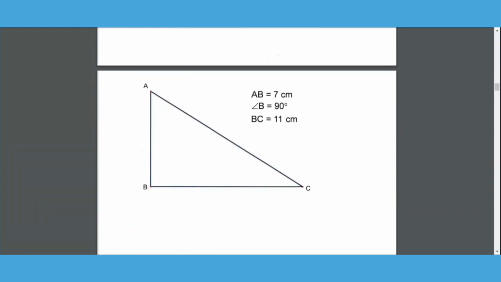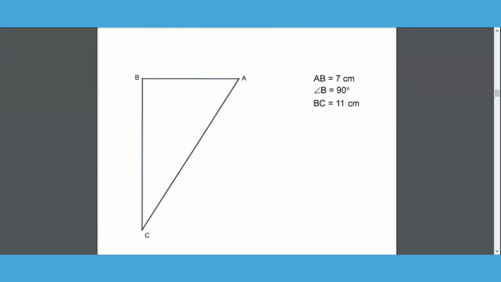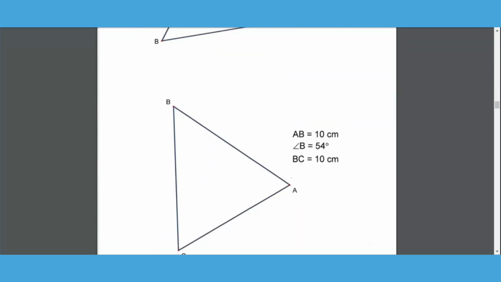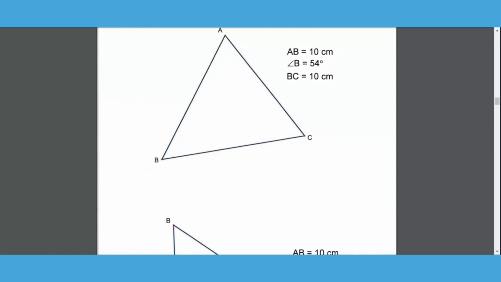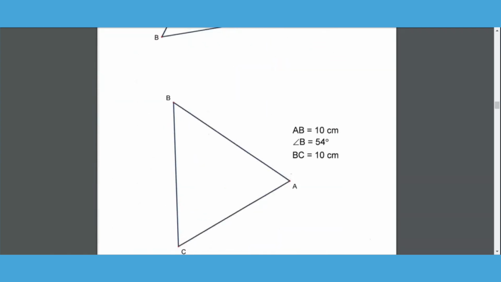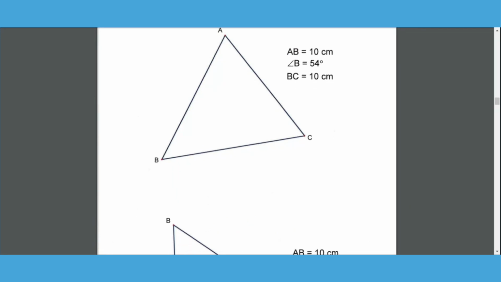Here's our example for side-angle-side. This angle is 90 degrees. Here's another one that they are able to look at: 10, 54, and 10. Notice that the measurements are the same, but the orientations are different.